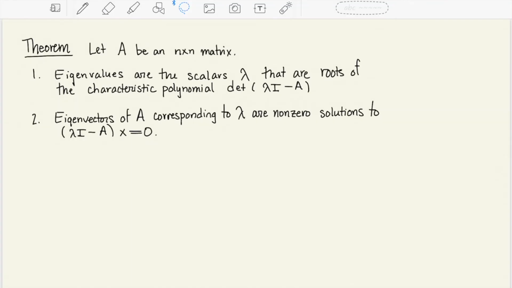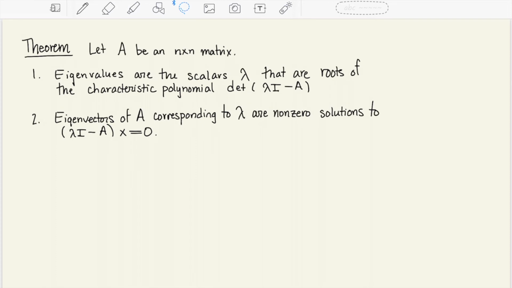Let's now summarize what we saw in this example as a theorem. A is a square matrix. The eigenvalues are the scalars lambda that are the roots of the characteristic polynomial, determinant of lambda I minus A. This is effectively the way that you find the eigenvalues. You calculate the roots of the characteristic polynomial. The eigenvectors of the matrix that correspond with an eigenvalue lambda are the non-zero solutions to the null equation, lambda I minus A x equals 0.